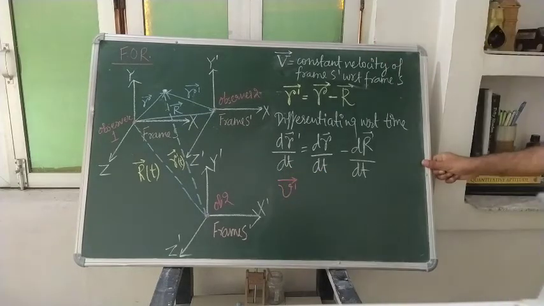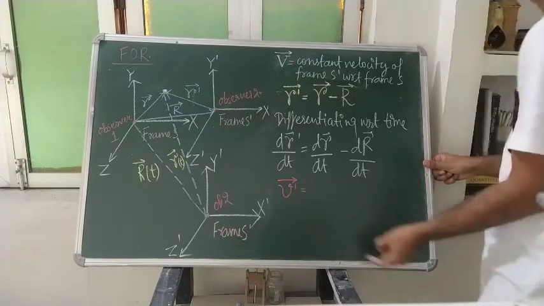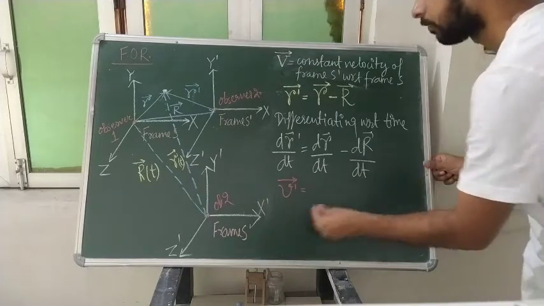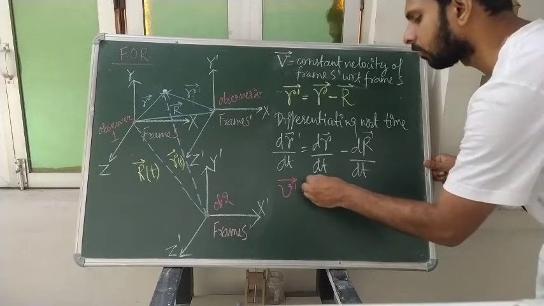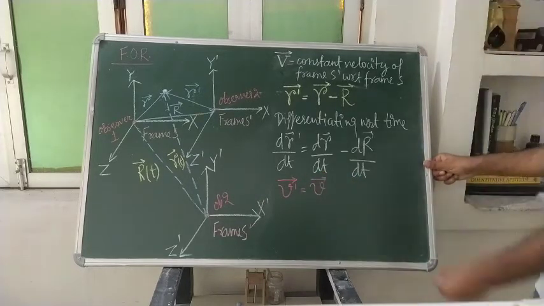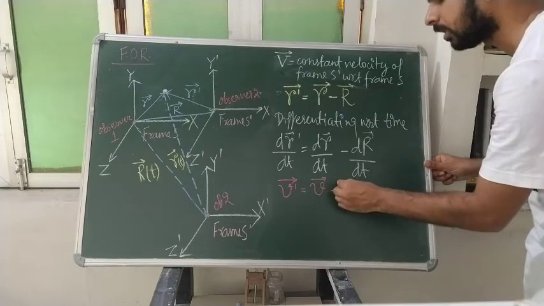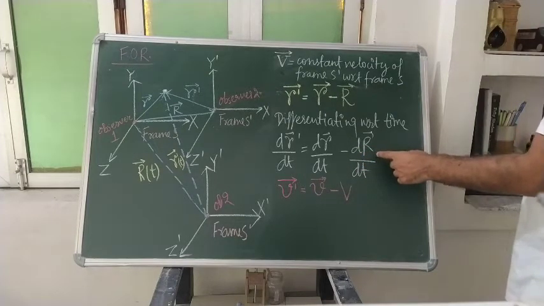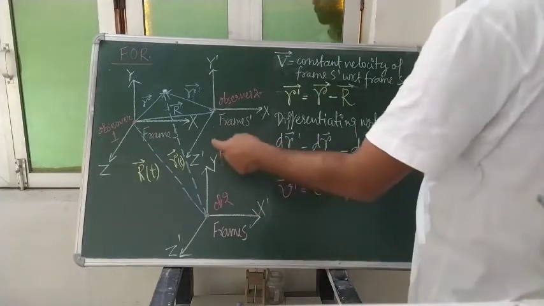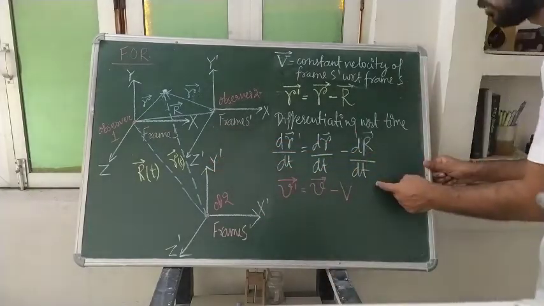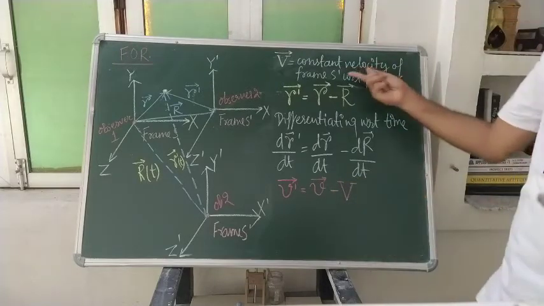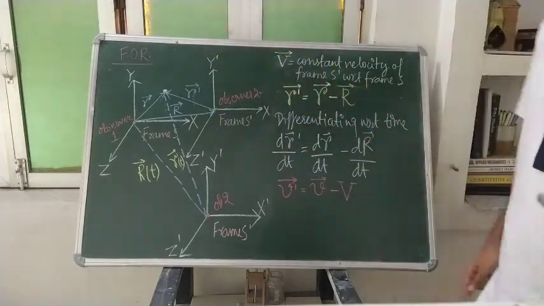Will be called as our velocity. So this will represent the velocity of that object in frame S prime, which will become the velocity of the object in frame S minus times this differentiation of the relative position of the observers with respect to time. What will that give us? The velocity of frame S prime with respect to frame S.